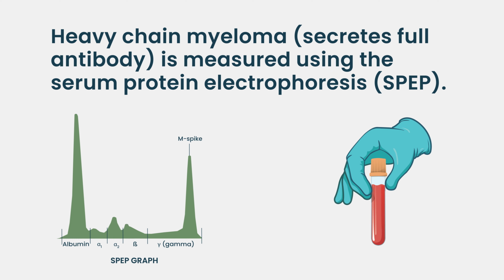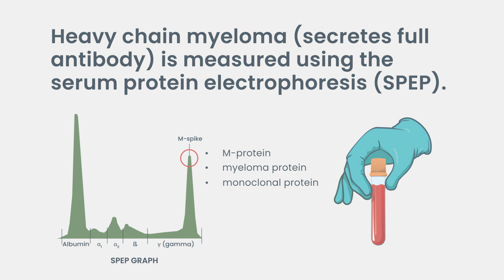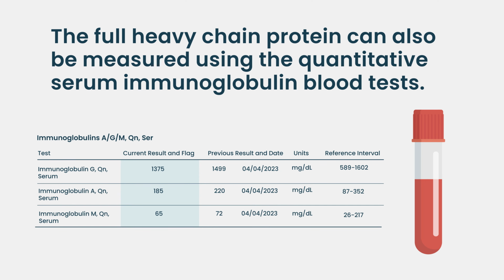So for someone whose myeloma makes a full antibody, we usually think of the primary measurement of the myeloma being the level of the full antibody. And the level of the full antibody is usually measured in a test called the serum protein electrophoresis, or SPEP, pronounced SPEP, which measures the M spike, also known as the M protein or myeloma protein or monoclonal protein. We sometimes also measure that full antibody using the total IgG or IgA level as a perhaps more accurate measurement of the protein than using the serum protein electrophoresis.